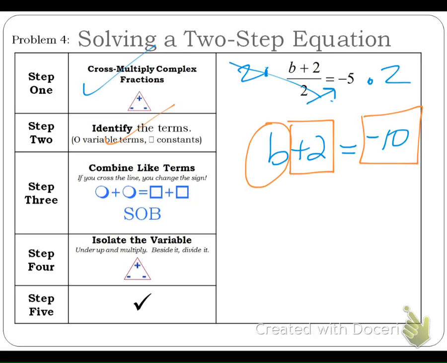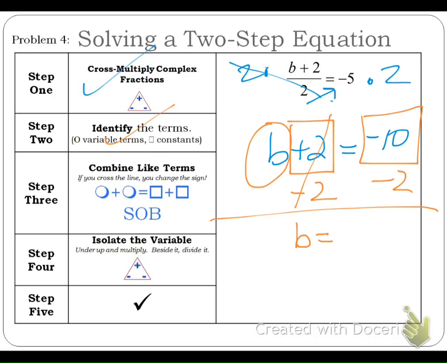Now I can clearly see that I need to combine my like terms. I need to subtract 2 from both sides of the equation, draw my big fat line, and combine. The 2's become a 0 pair, so on this side of the equation I just have b is equal to, and then I have a negative 10 and a negative 2. I use my rule, my SOB, to combine my like terms.